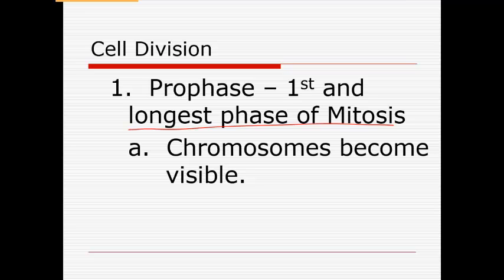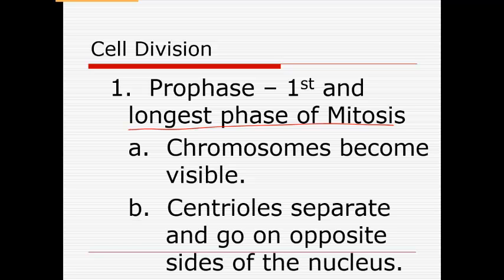First of all, your chromosomes become visible. While they're in interphase, they're in their chromatin form, which is the stringy form. They're not condensed down into chromosomes, so they're not visible to us during interphase. But during prophase, they are.